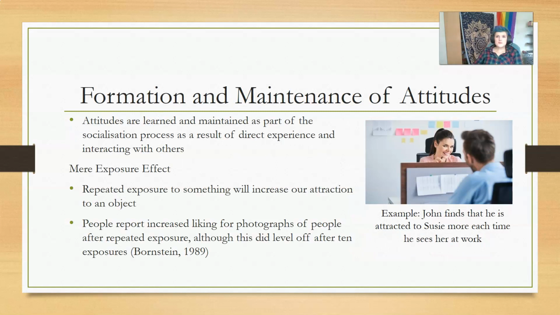So, how do we form and maintain attitudes? Attitudes are learned and maintained as part of the socialization process as a result of direct experience and interacting with others. The first way to form and maintain an attitude that we're going to discuss is the mere exposure effect. This is where repeated exposure to something will increase our attraction to an object. People report increased liking for photographs of people after repeat exposure, although this did level off after about 10 exposures.